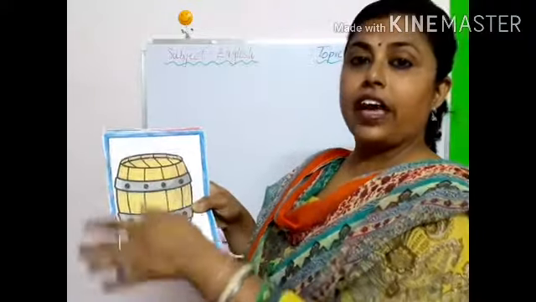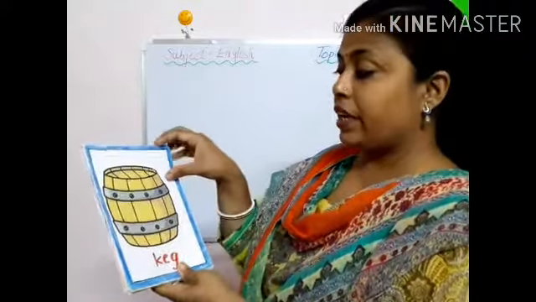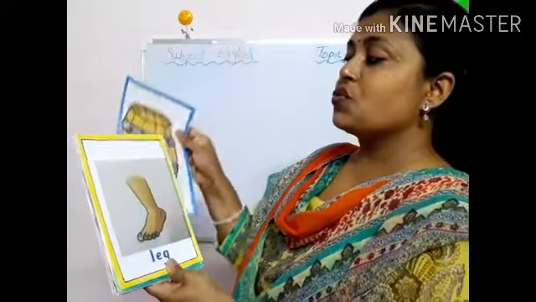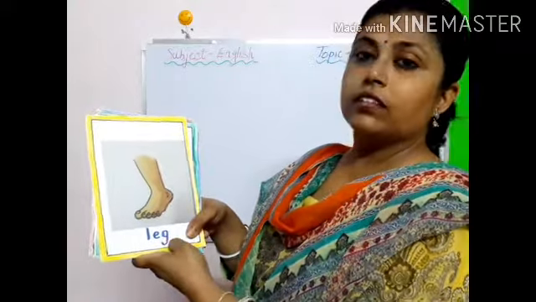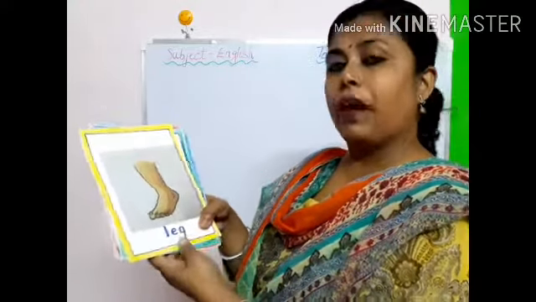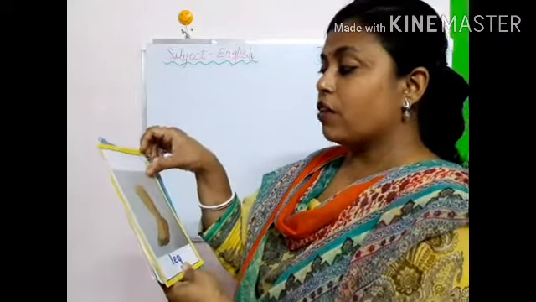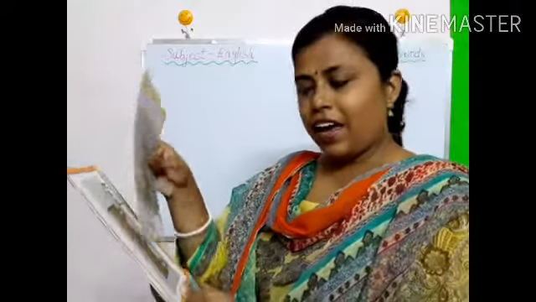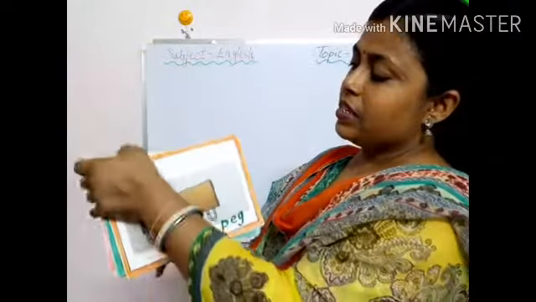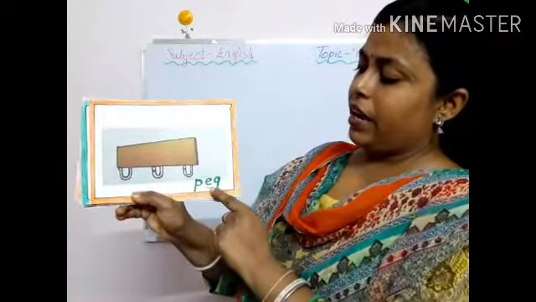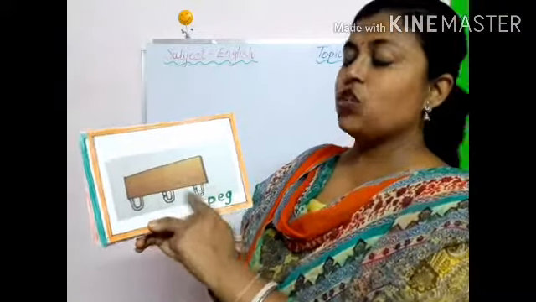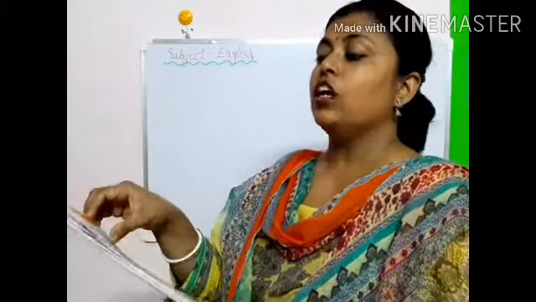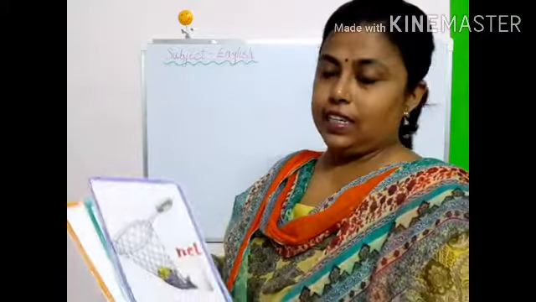K-E-G. Keg. This is a big drum. I have told you, like in which you store water. Big drum. L-E-G. Leg. This is a part of the body. We walk with the help of our leg. Next, peg. This is a peg, a hook, on which you can hang anything, a calendar or anything, easily. Okay.